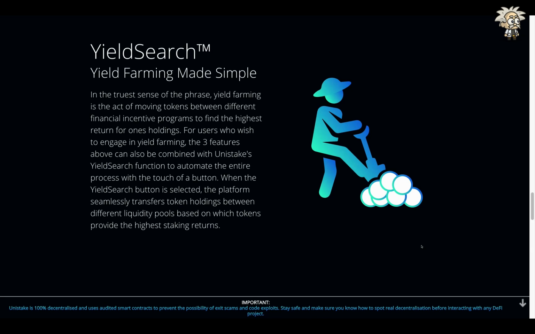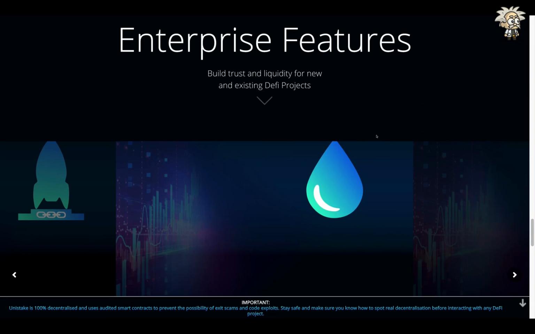A term that they've trademarked, guys, is called yield search. Yield farming made simple is the essential idea. In the truest sense of the phrase, yield farming is the act of moving tokens between different financial incentive programs to find the highest return for one's holding. For users who wish to engage in yield farming, the three features above can also be combined with Unistake's yield search function to automate the entire process with the touch of a button. When the yield search button is selected, the platform seamlessly transfers token holdings between different liquidity pools based on which tokens provide the highest staking returns. Enterprise features build trust and liquidity for new and existing decentralized finance projects.